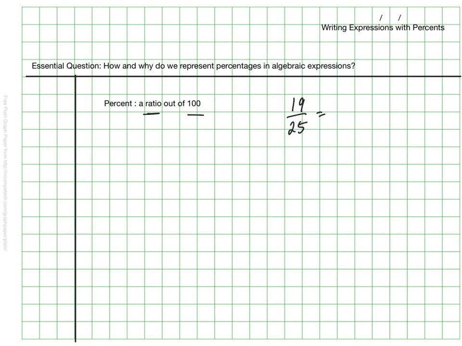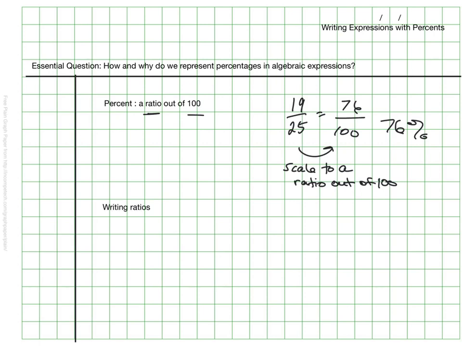So for example, if a student correctly answers 19 questions out of 25 on a test, we could say that means that they got a 76%, right? And it doesn't mean they did 100 questions. It just means that if we scale that up, we know that it would have been 76 out of 100.